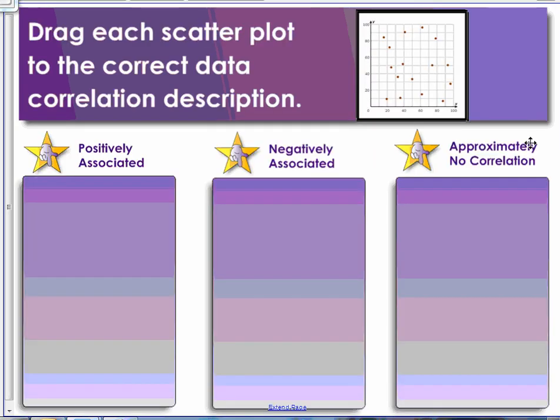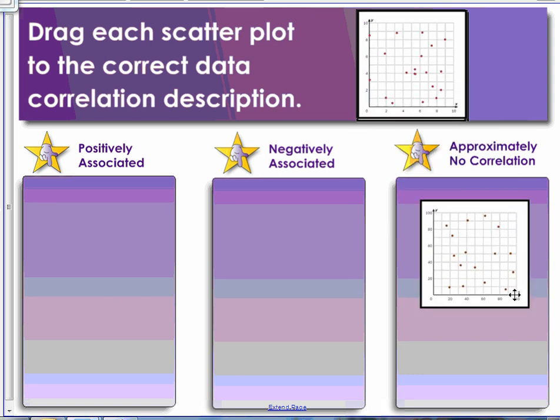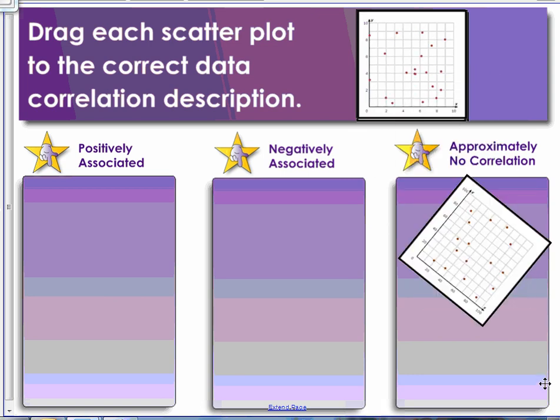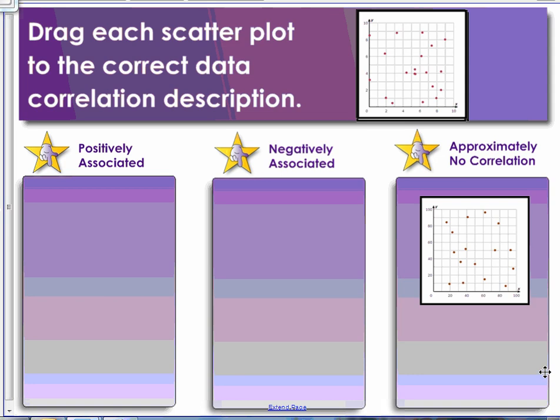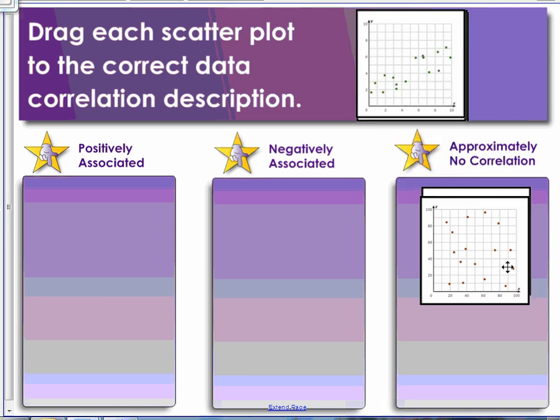Let's practice real quick. We have positive, negative, and no correlation. If we look at this scatter plot here, think about which section it would go to. If you said no correlation, you are correct. Same with this one.